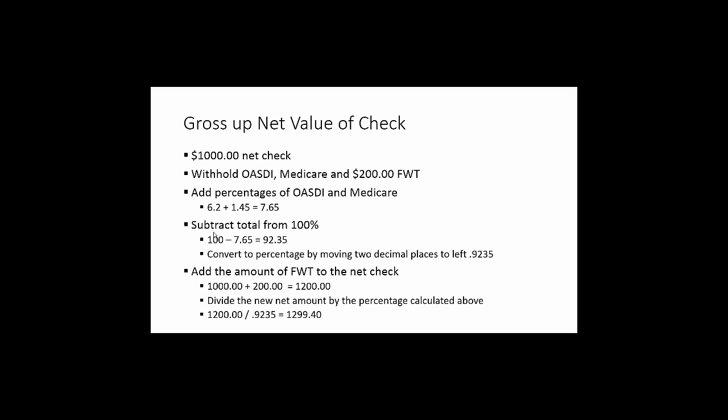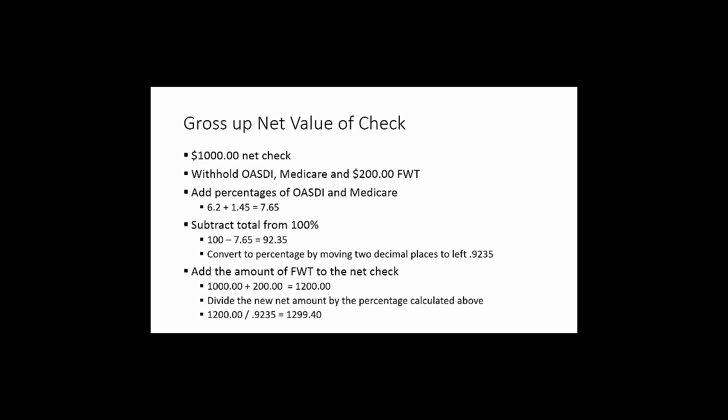Those two total 7.65%. I now need to subtract that total from 100%. So I take 100 and I subtract the 7.65, which is the percentage-based taxes I'm withholding. That gives me a total of 92.35. I need to convert that 92.35 to a percentage by moving 2 decimal places to the left, making it 0.9235.